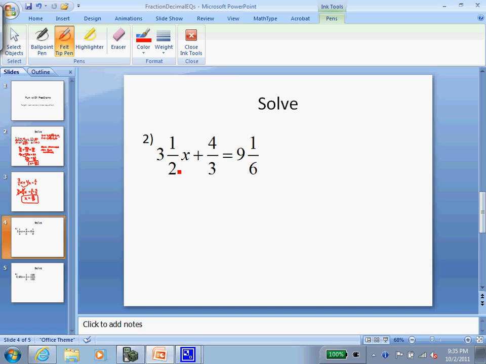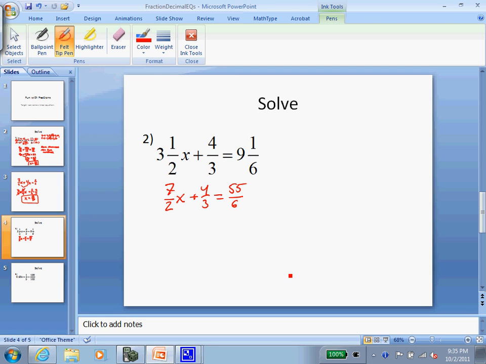So I have 3 1/2 x. I'm going to change that into a fraction. And so I do 2 times 3, that's 6, plus 1. That'll be 7/2 x plus 4/3 equals 6 times 9 is 54, and 1 is 55/6.